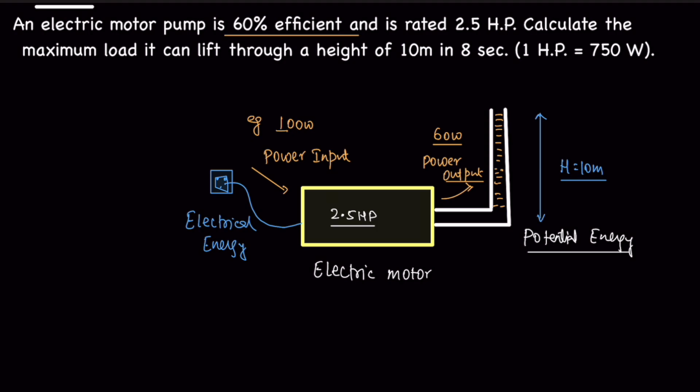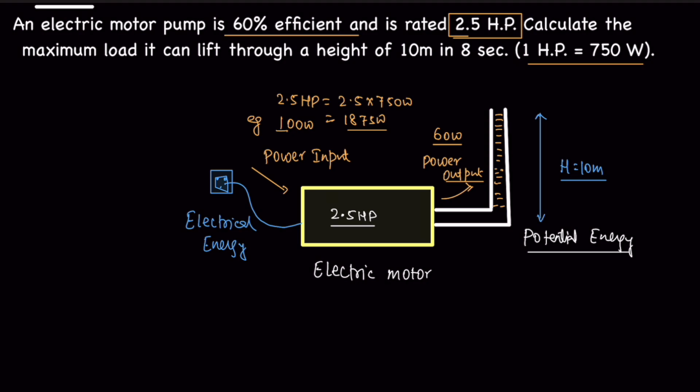So now according to the question, 2.5 horsepower is considered as the power input. So 2.5 horsepower we can write in terms of watt by multiplying with 750 watt, as 1 horsepower is equal to 750 watt. So we get it as 1875 watt. So this is the total power input in watts.